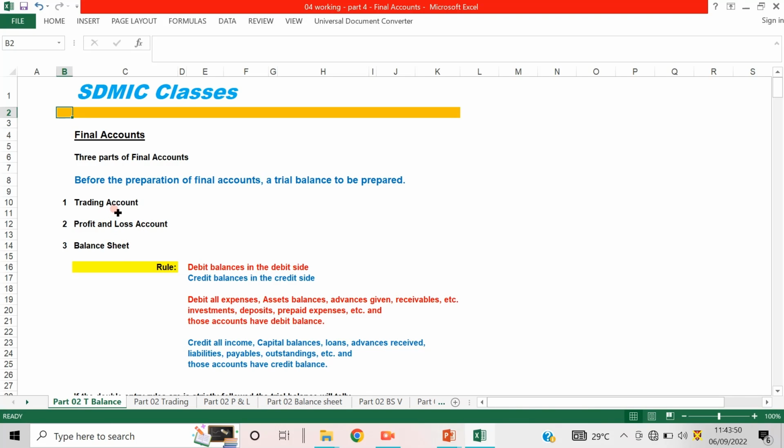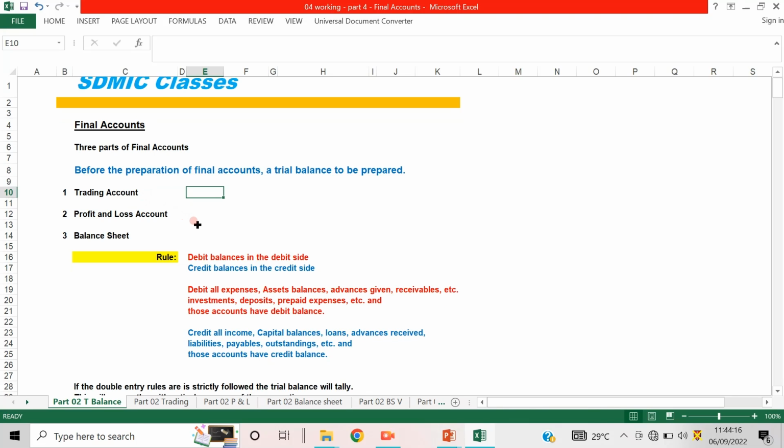So two things will come, but actually when it's a manufacturing concern, the trading account will be there, and the profit and loss account there. When it is a non-manufacturing organization, it will be the profit and loss account and balance sheet. But when we make it for a manufacturing concern, the final income statement will be prepared, trading profit and loss account combined. So now, before the preparation of final accounts, a trial balance is to be prepared.